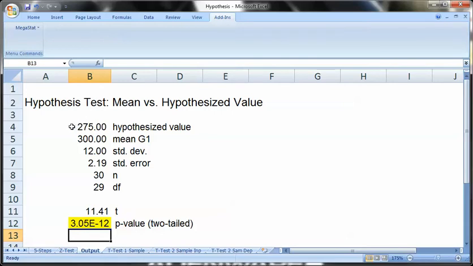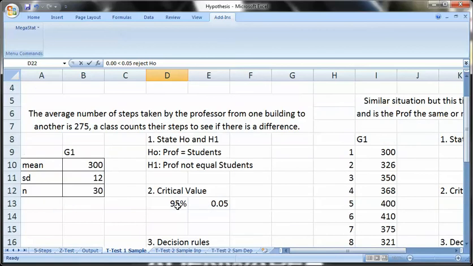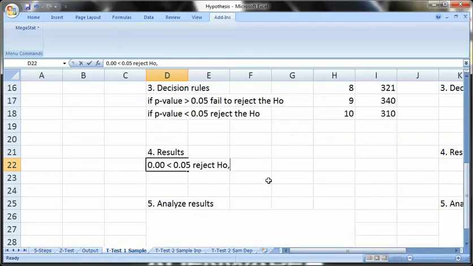So it looks like our hypothesized value is 275, our mean is 300. Yeah, they look pretty different. So I'm going to be putting in for my results, 0 is definitely less than 0.05. Therefore, we reject H0. And our null is that they are the same, therefore they are different.